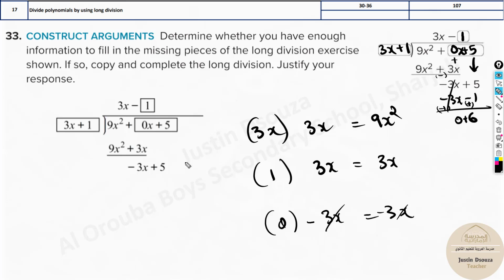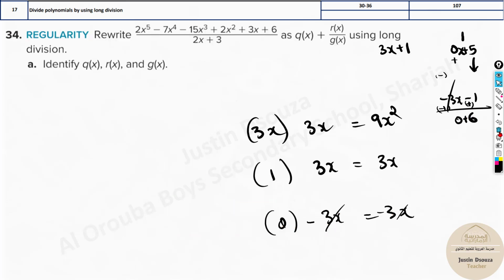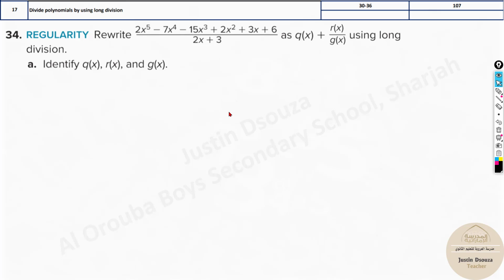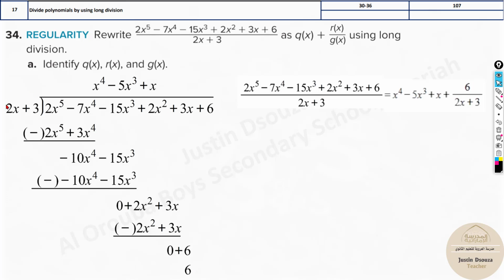Then other things are there, but they have not continued it, so I don't think that is required. But if you want to continue, you can do that, okay? The divisor is over here. That's the answer. Now over here again you need to divide using the long division method. Please do this. The remainder is 6, so you write 6 divided by the divisor over here. This is the final answer.